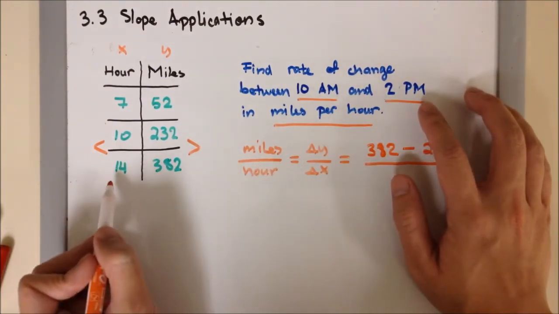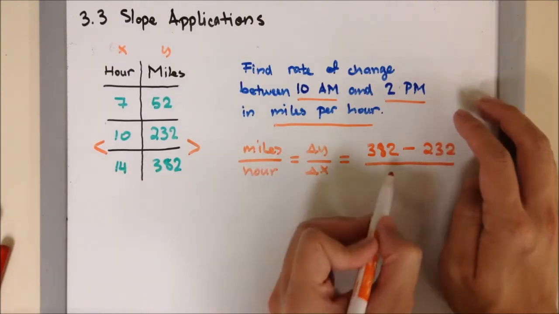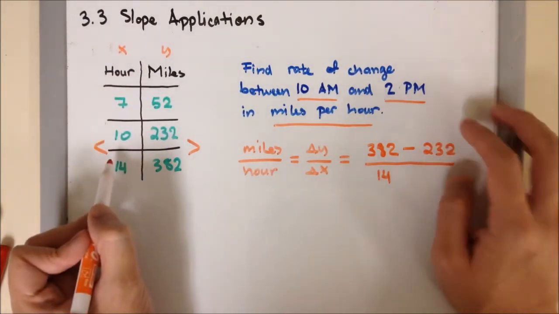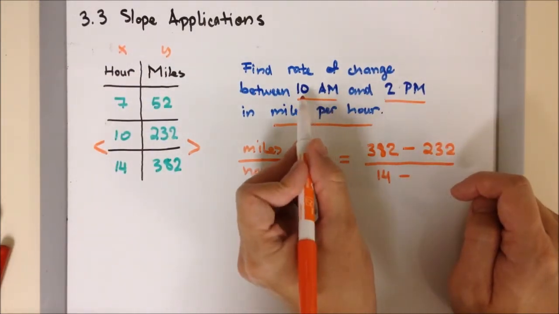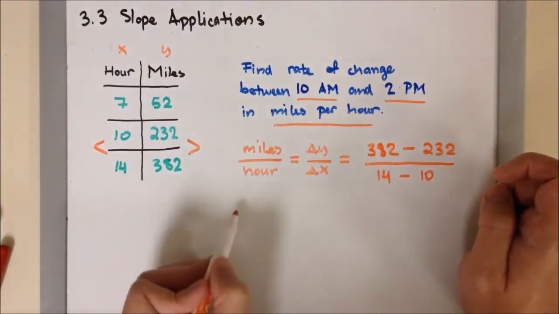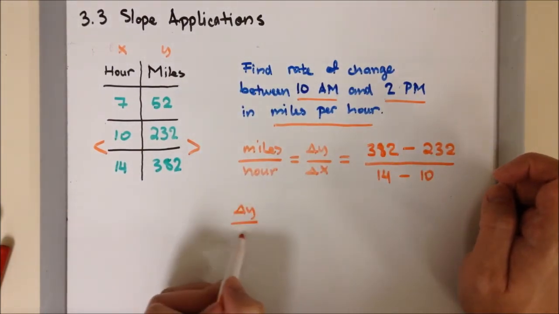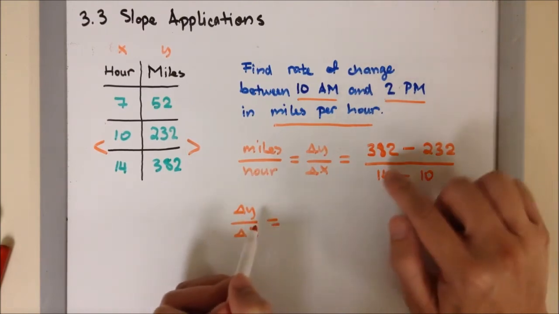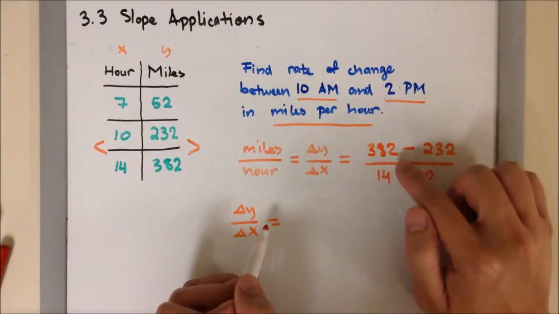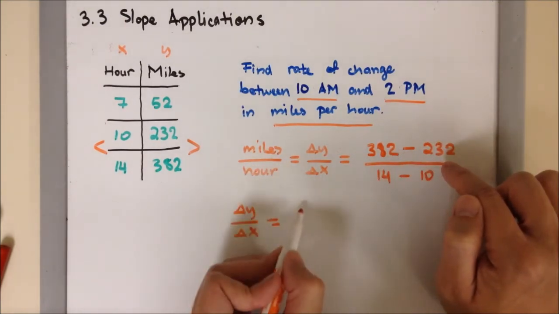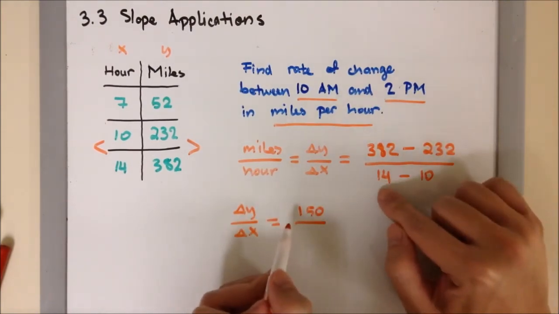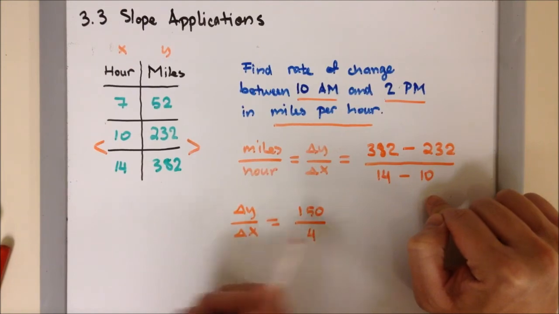Alright, for my change in x, again, 2 p.m. will come first. So that means I'm going to put 14. I'm not going to put 2. I'm going to put 14 from the table. And then what comes last is 10 a.m. So I'm going to put 10. Alright, so my change in y over my change in x, that's my rate of change. We're going to do 382 minus 232. So 382 minus 232, that's going to be 150 over 14 minus 10, which is 4.